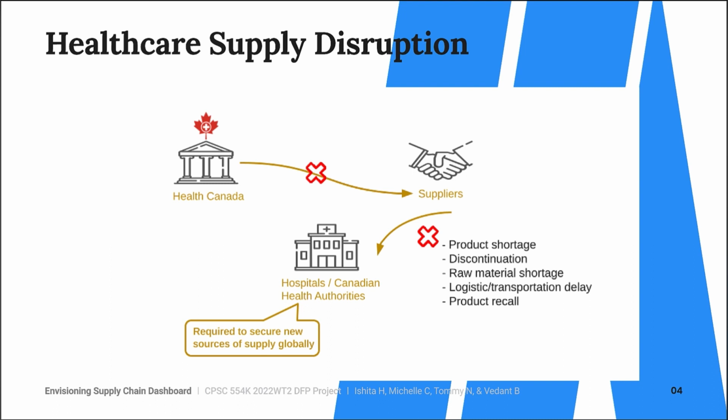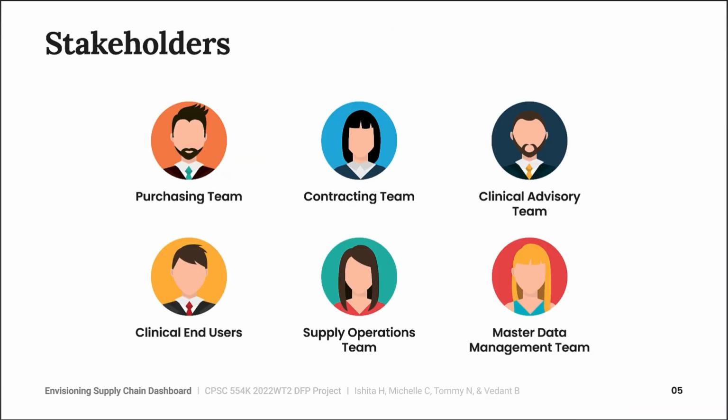Healthcare supply disruption refers to any events that affects the delivery of necessary products to support patient care. It's crucial to resolve these as soon as possible. We have 6 main stakeholder teams working to resolve our supply disruptions.